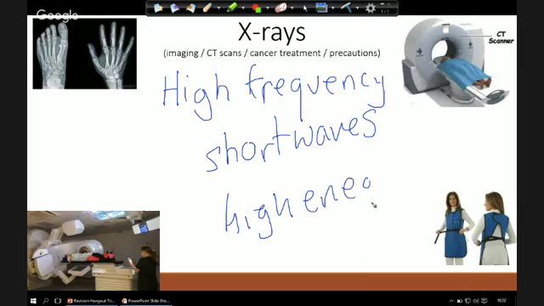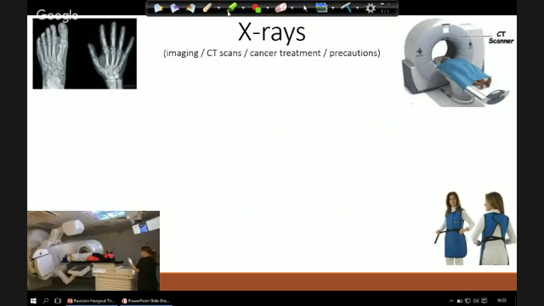Okay, now because they are so high in energy, there are of course dangers associated with that. The biggest danger associated with X-rays is of course that they will give you cancer if you have too many of them. So they will try and limit your dose of X-rays if possible.